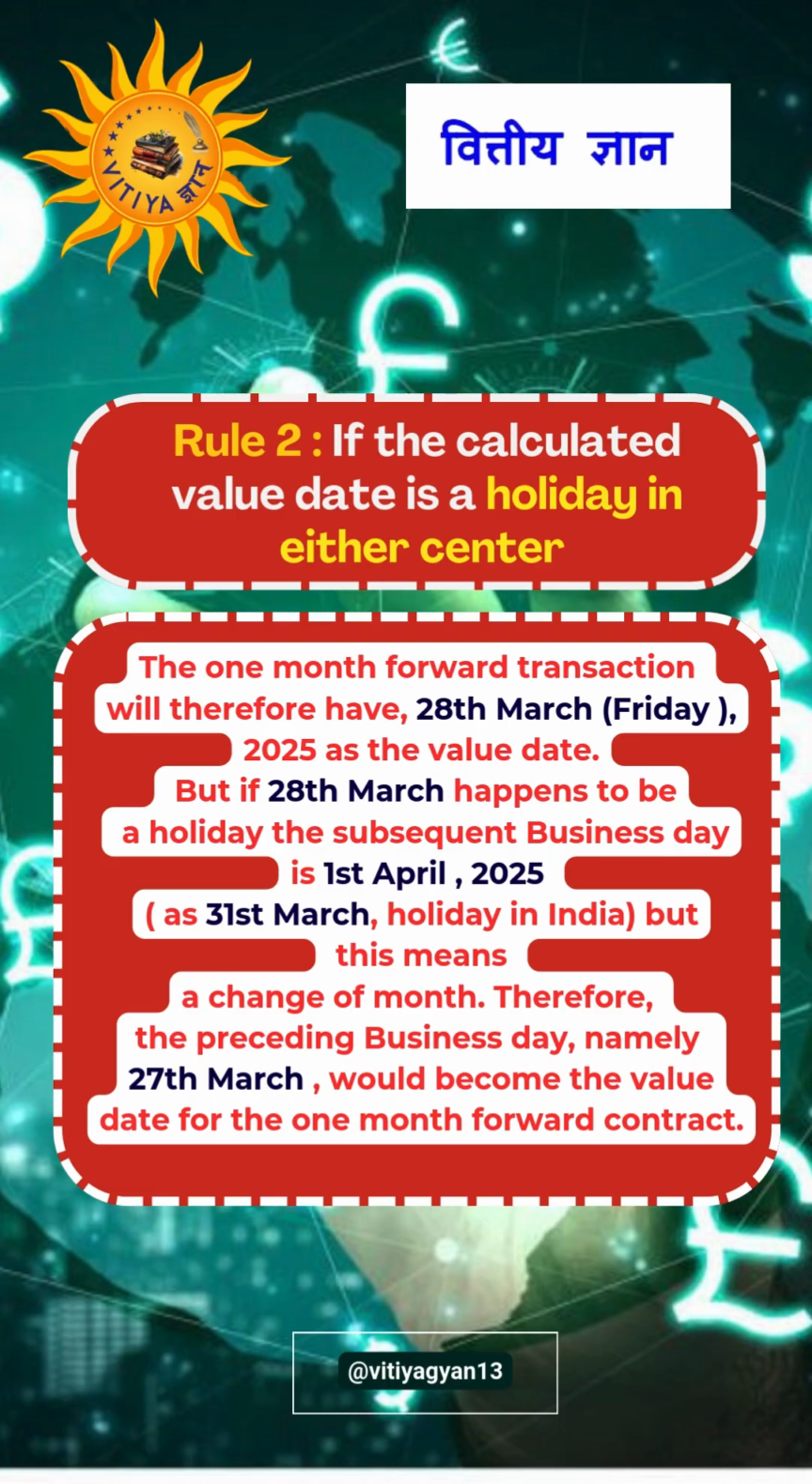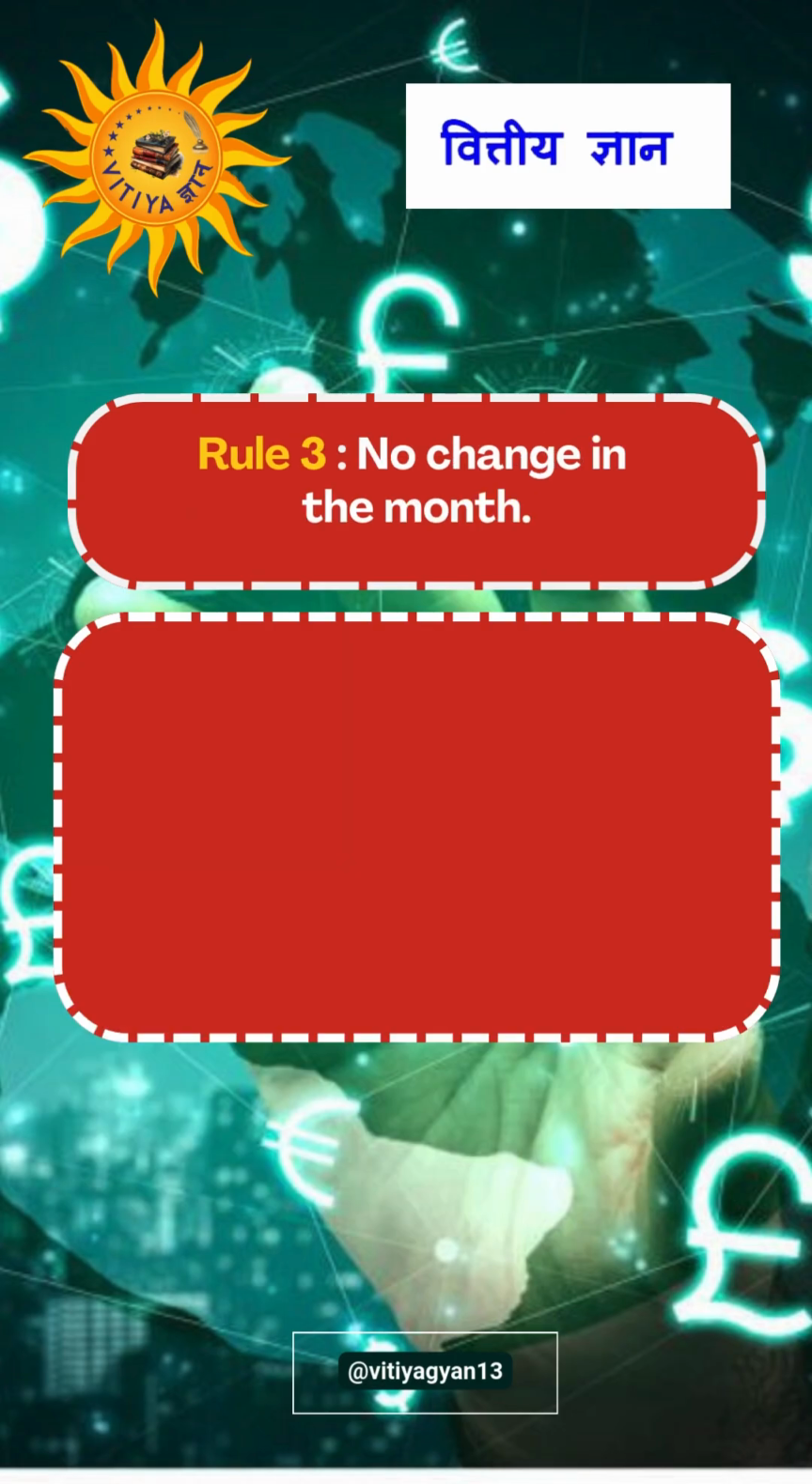But if 28th March happens to be a holiday, the subsequent business day is 1st April 2025 as 31st March is a holiday in India. But this means a change of month. Therefore, the preceding business day, namely 27th March, would become the value date for the 1 month forward contract.